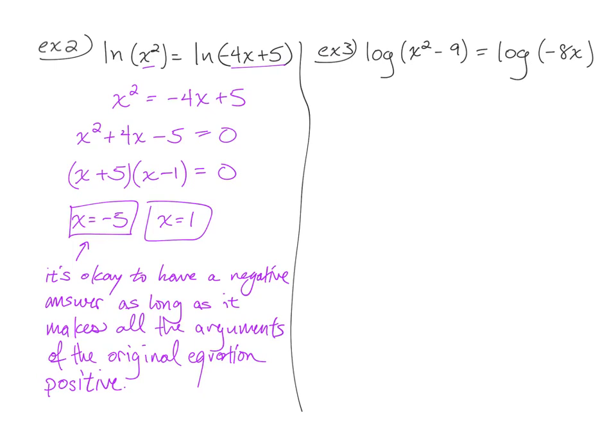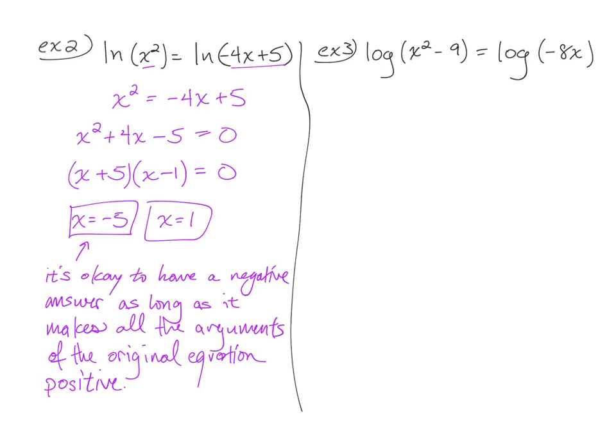It's okay to have a negative answer, as long as it makes all of the arguments in the original equation positive. So again, this -5, when you square it here, becomes a positive 25. When you substitute -5 in here, your argument becomes positive 25. So it is okay for that to happen. You are allowed to have negative answers as long as they work in the original logs.